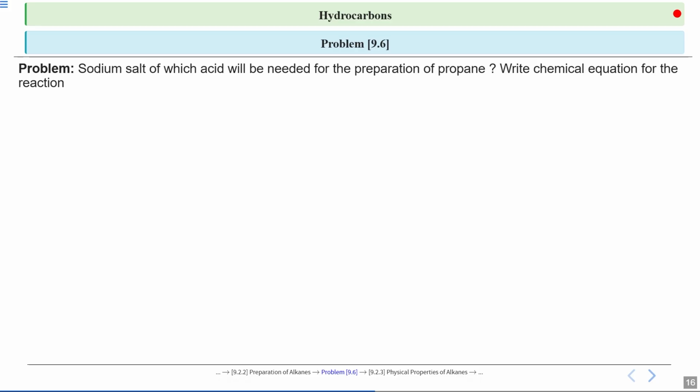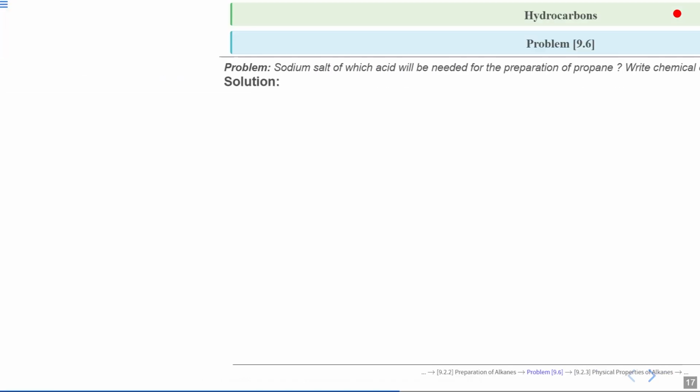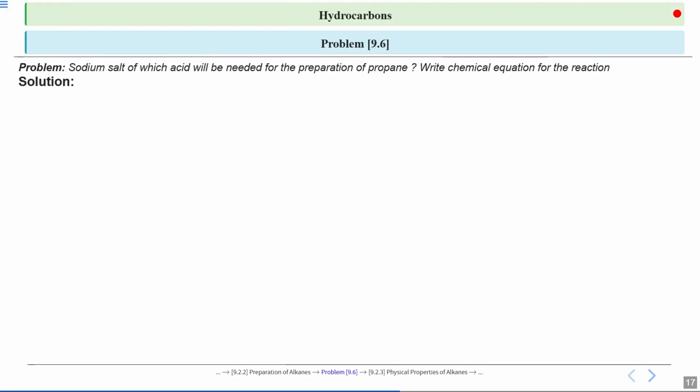Now let us do a problem. The question asks us that sodium salt of which acid will be needed for the preparation of propane. Write the chemical equation for the reaction. Now you are given some time. Just solve it by yourself. It's an easy one. Meanwhile, I will move on to the solution. So, I hope you have solved it.